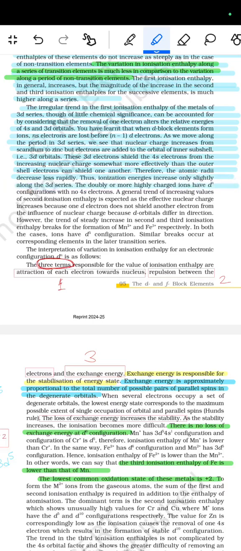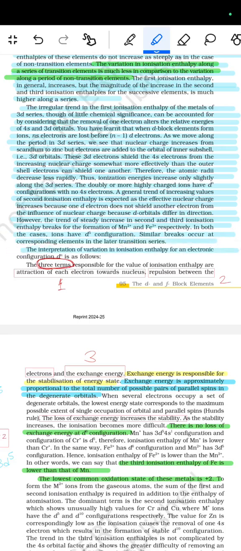The doubly or more highly charged ions have dn configuration with no 4s electron. A general trend of increasing value of the second ionization enthalpy is expected as the effective nuclear charge increases, but one d electron does not shield another electron from the influence of the nuclear charge because d orbitals differ in direction. However, the trend of the steady increase in the second and the third ionization enthalpy breaks for the formation of Mn2+ and Fe3+ respectively. In both cases, the ions have d5 configuration. Similar breaks occur at the corresponding elements in the later transition series.